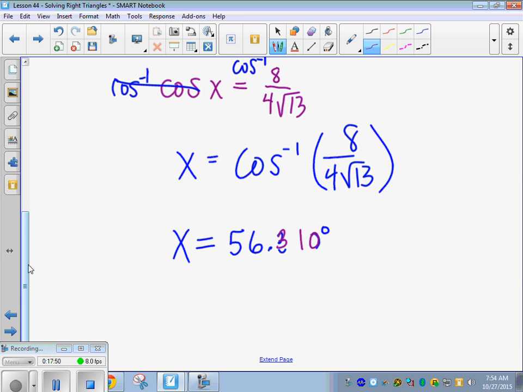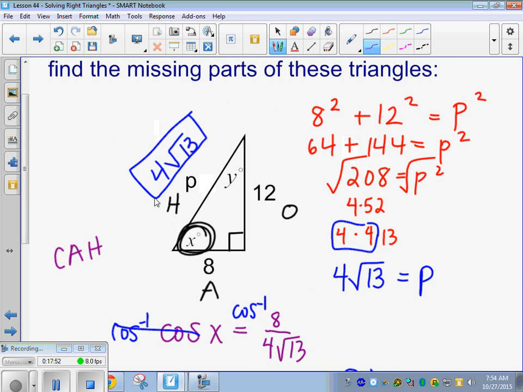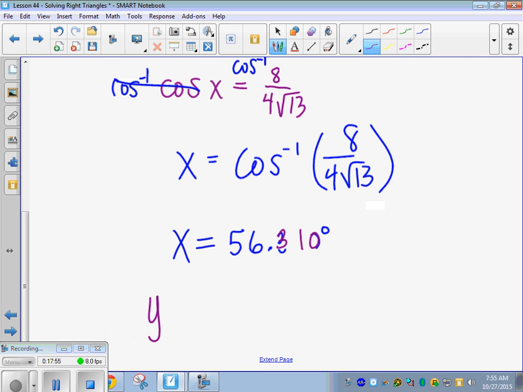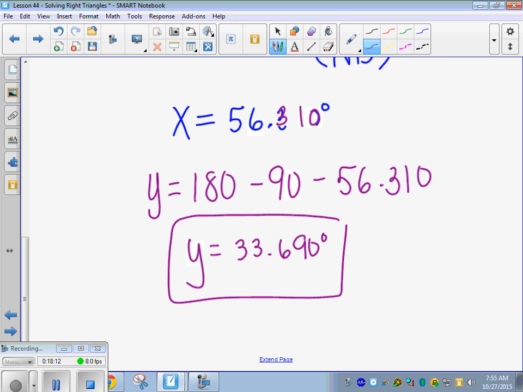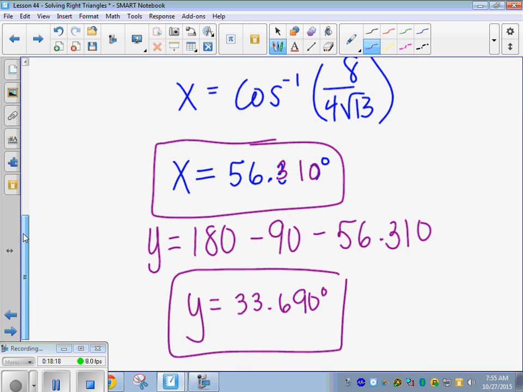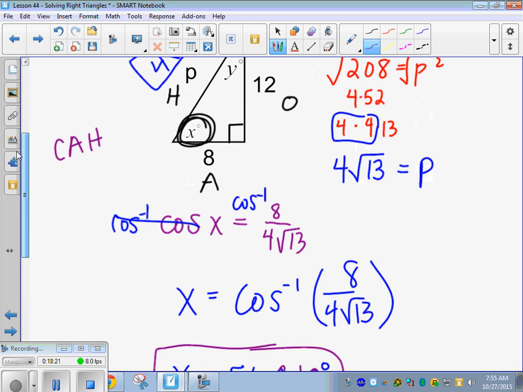All right. Do we need to use a trig function to find y? No, let's just use triangle sum. Y is equal to 180 minus 90 minus 56.310. And so after we subtract, we should get 33.69 degrees. Okay? Again, if you're solving for the angles, make sure you have the degree sign. So 3 answers here. We had 2 missing angles, which we found, and we had the missing side right here, P, which we could have used a trig function to find. Okay? So let's see if we can solve these on the whiteboards.